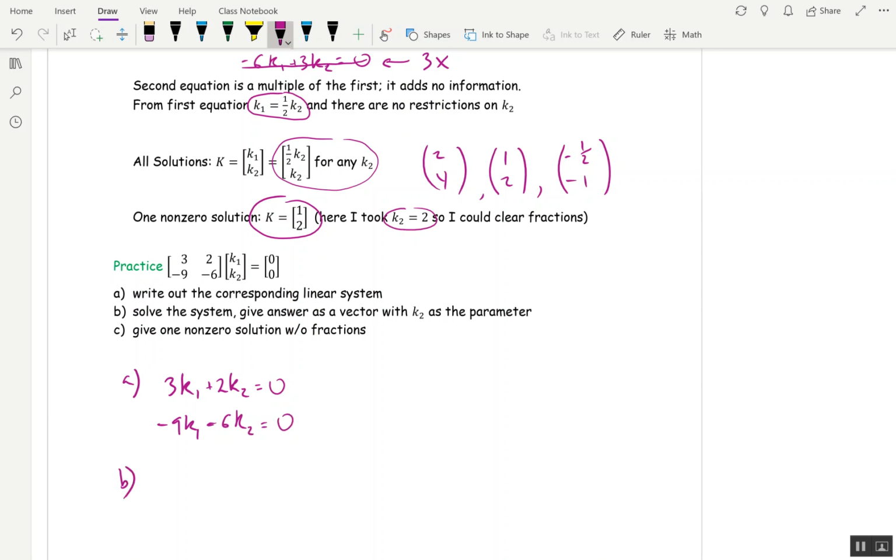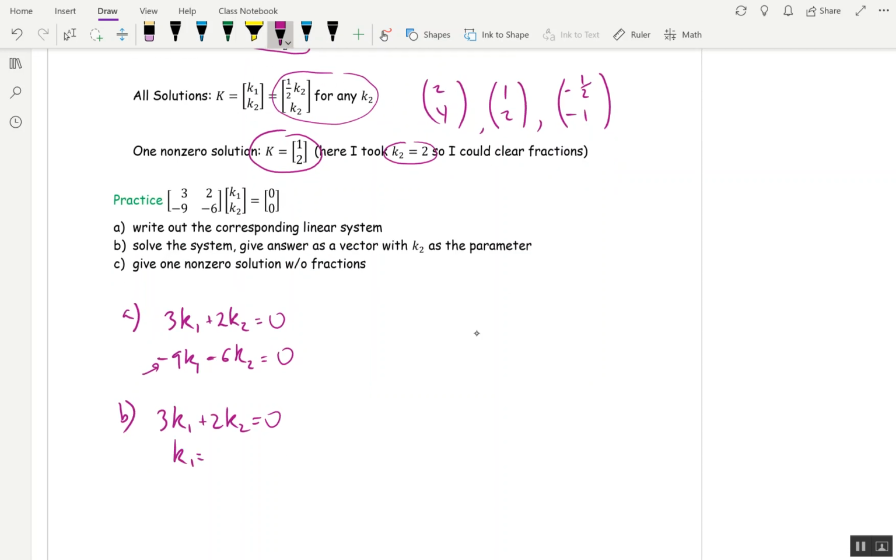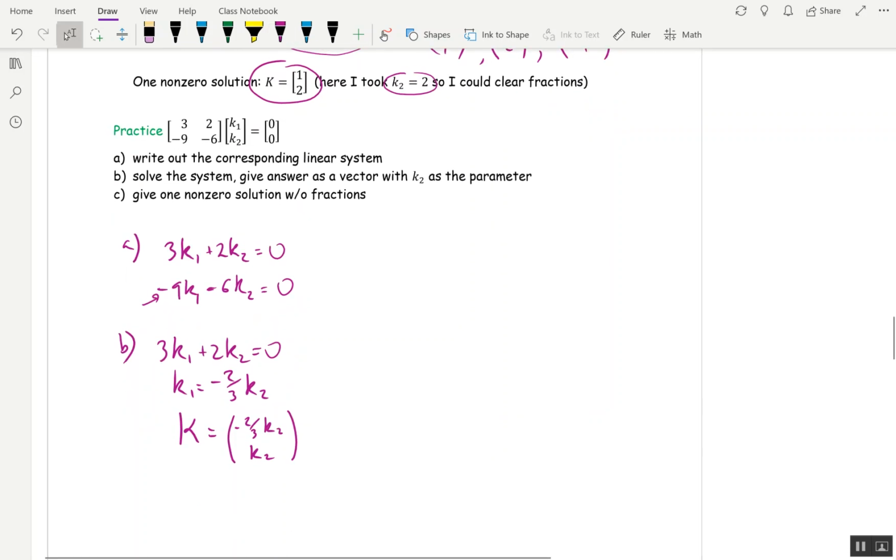For B, if we're solving, we can just ignore this equation and look at the top equation. Solve for k1. k1 is negative 2/3 k2. Solve the system, give the answer as a vector with k2 as the parameter. So our answer is k1, k2, I'll call that big K. Big K equals negative 2/3 k2, k2. So that's the answer to B.